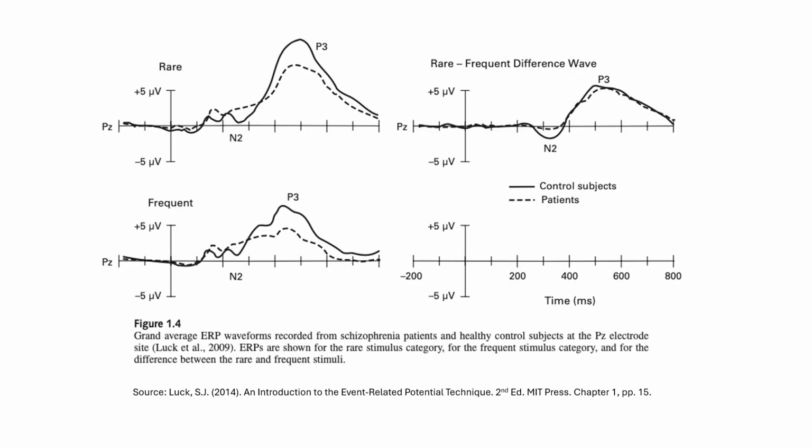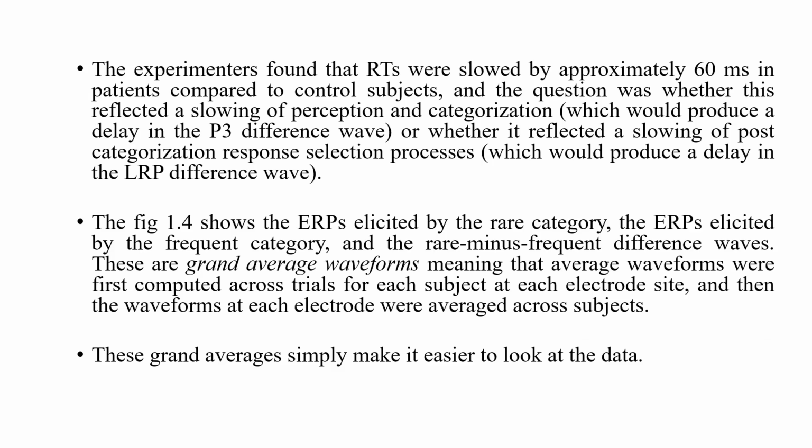Figure 1.4 shows us that there is a slight difference here. The ERP elicited by the rare category, the ERP elicited by the frequent category, and the rare minus frequent difference, we saw those three. These are the grand average waveforms, which are first computed across trials for each subject at each electrode site, and then these waveforms at each electrode site are averaged across subjects. So that is why they are called grand average waveforms.